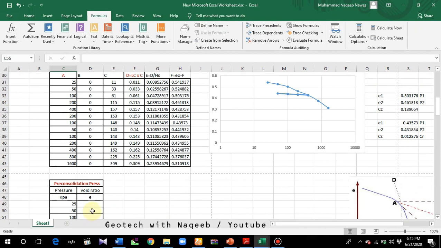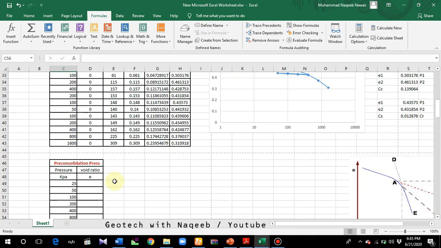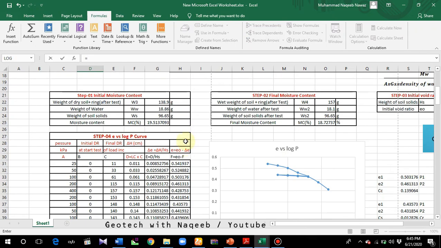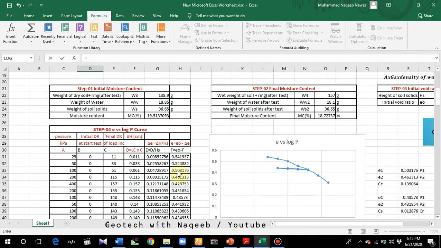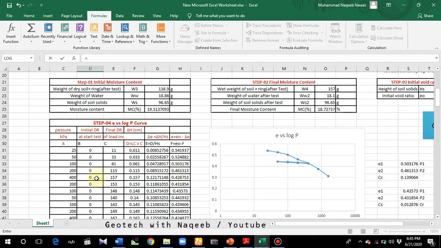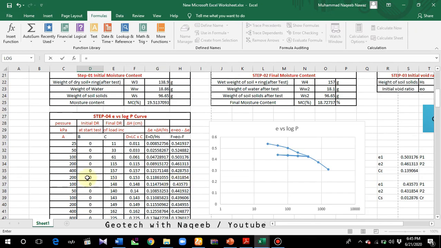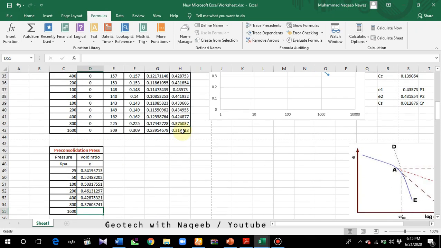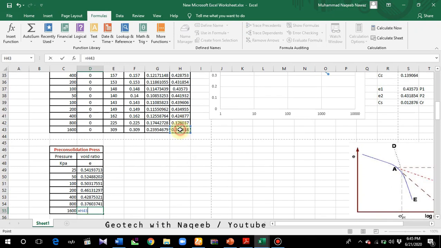Now I'll have to select the void ratio corresponding to these. So the e value against 25 is this one. For 50 kPa is this one. For 100 is this one. For 200 is this one. For 400 is this one. For 800 is this one. And for 1600 is this one.